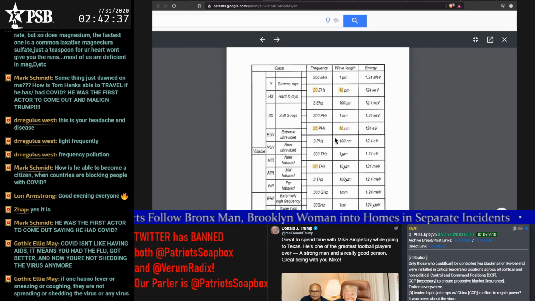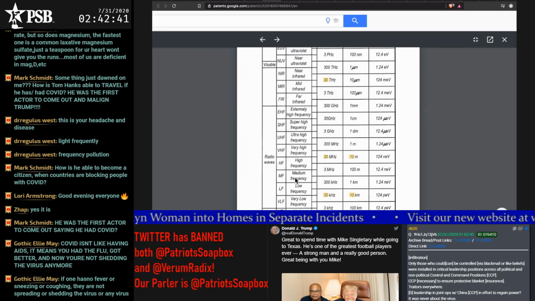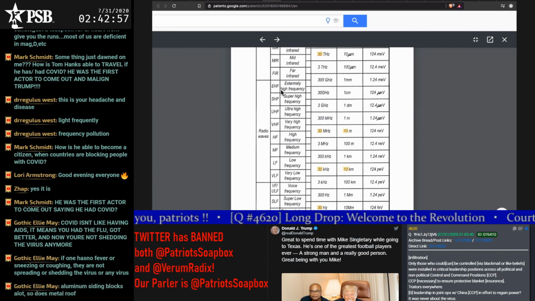We are looking at radio waves, right? We know all about radio waves, VLF, LF, high frequency waves, very high frequency waves. Right in here is where we are dealing with cell phones, Wi-Fi, radios, televisions, things like that. And when we get up here to EHF, that's where we're getting into the millimeter wave stuff. Super high frequency and extremely high frequency.